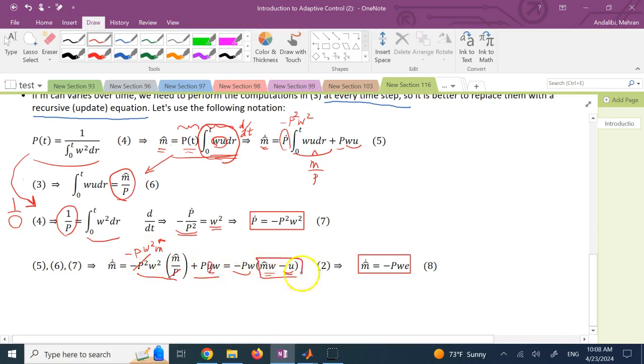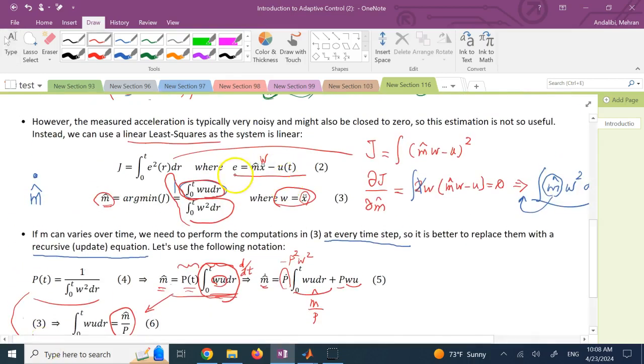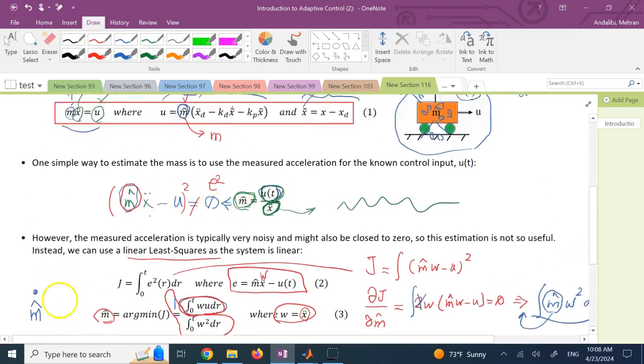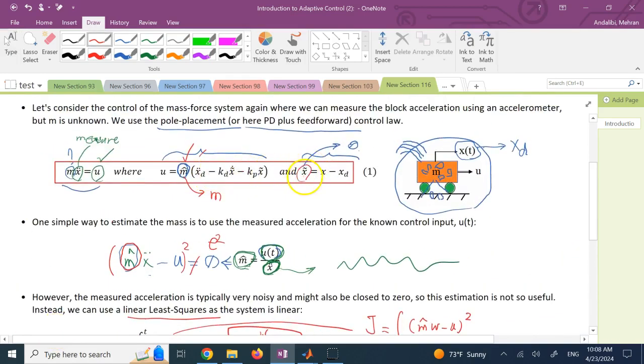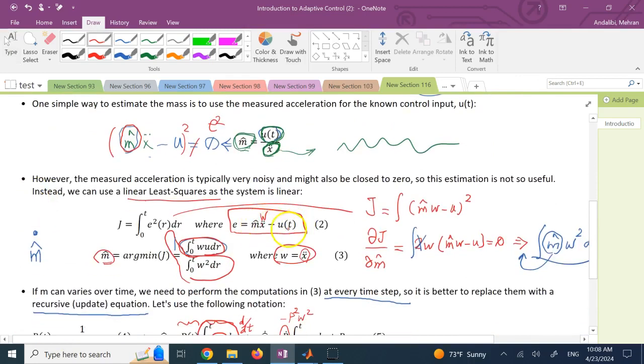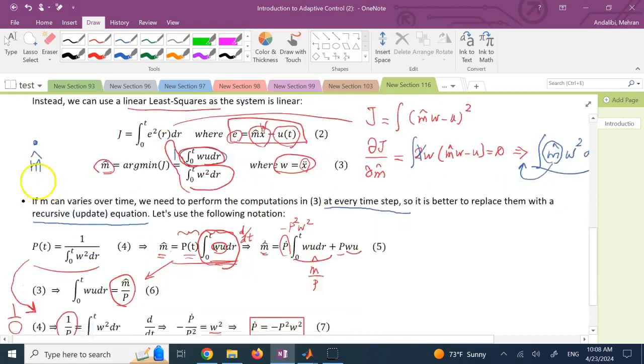And what is this inside the parentheses? m hat w minus u. If we go back, that is the definition of what? That is the definition of the error. Which error? This is not the tracking error. The tracking error was called x tilde. It's the error between the input and output of the system. u was the input of the system, the output is really m hat x double dot, right? And e is the difference between them. So e here is the least squares error, not the tracking error.